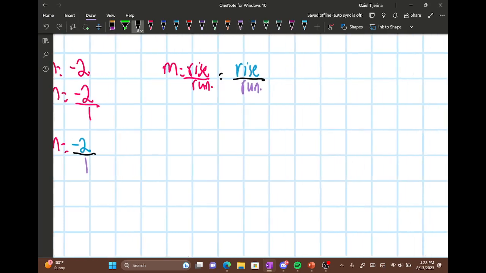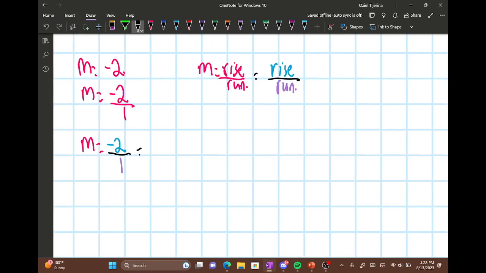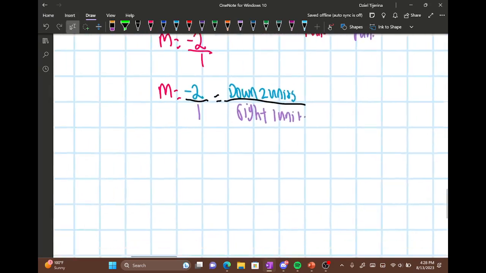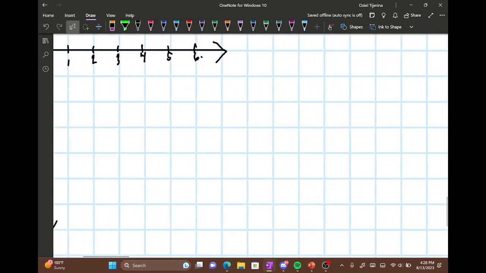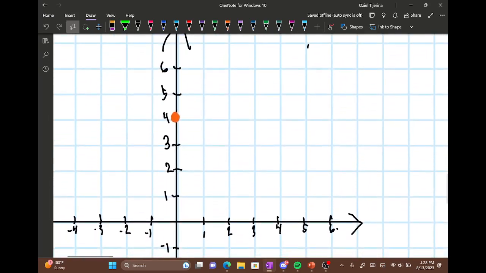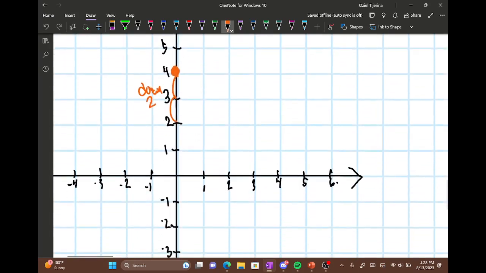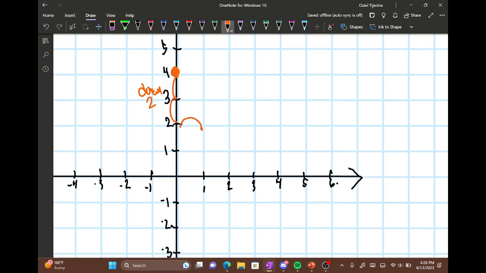So then, looking at this, we know that we're going to go down 2 units and to the right 1 unit. So we have something like this. We already plotted our y-intercept, so from here we're going to go down 2, and to the right 1 unit, like this.